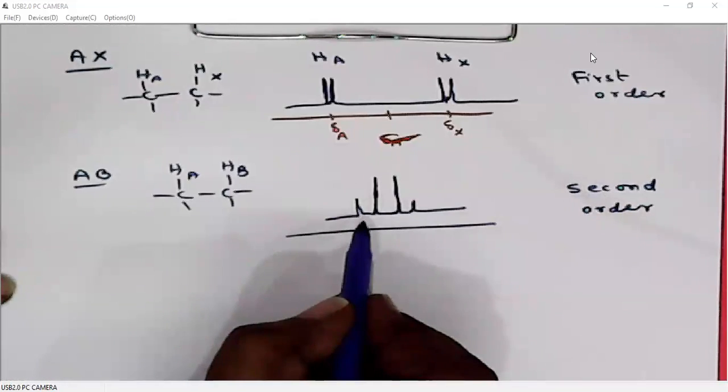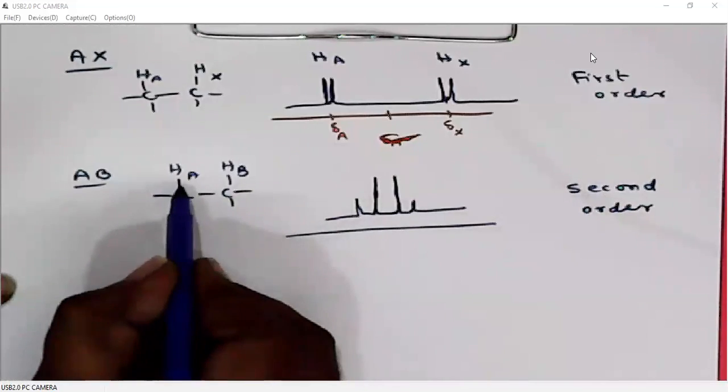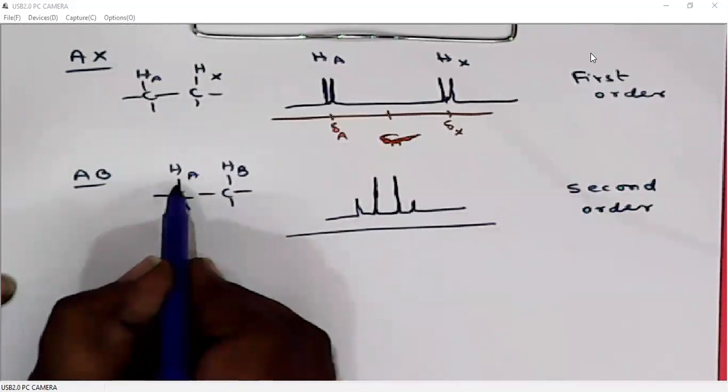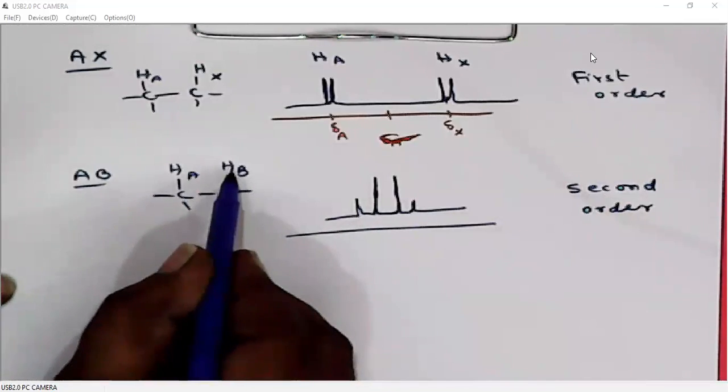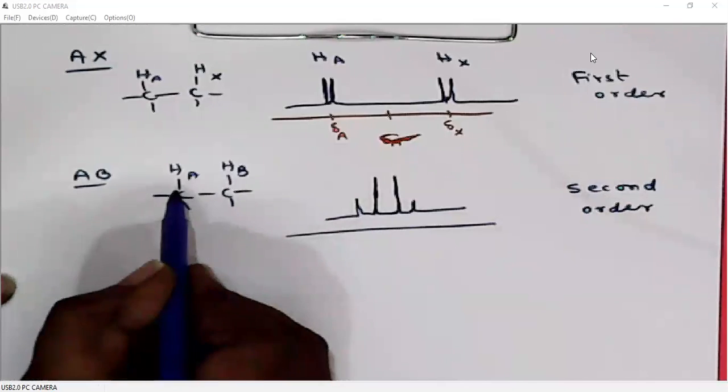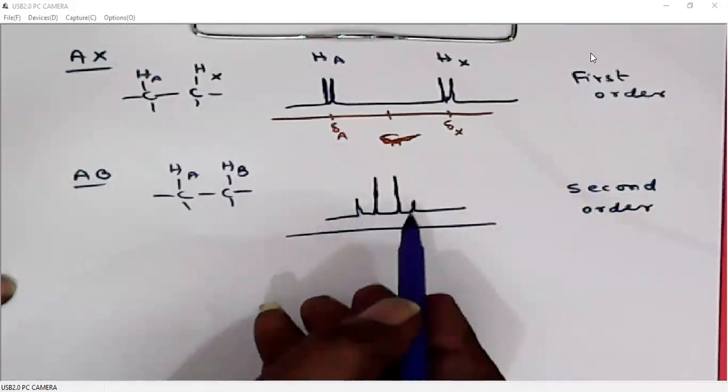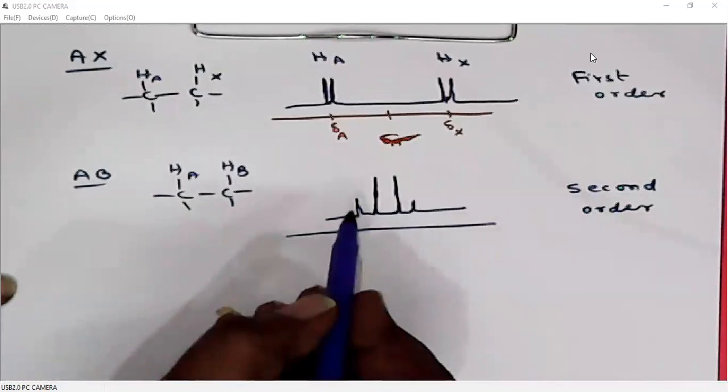Why is it called second order? We have an A type proton here. It has one alpha proton, so according to the n+1 rule it should give a doublet, but we don't see a clear doublet here.